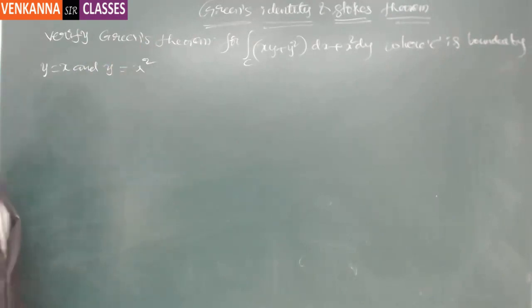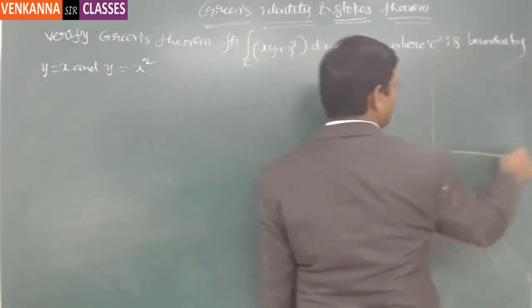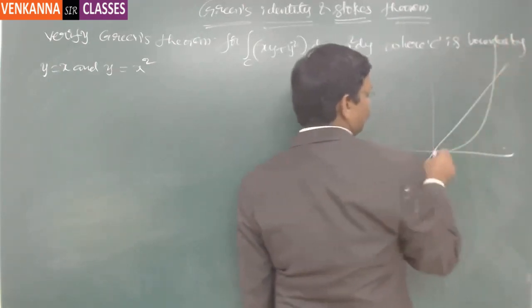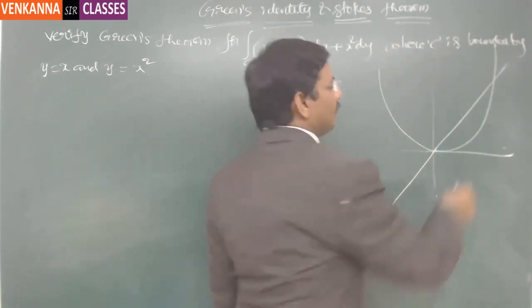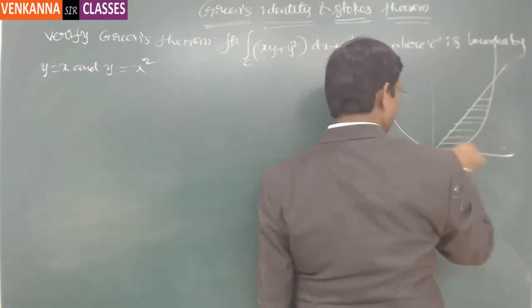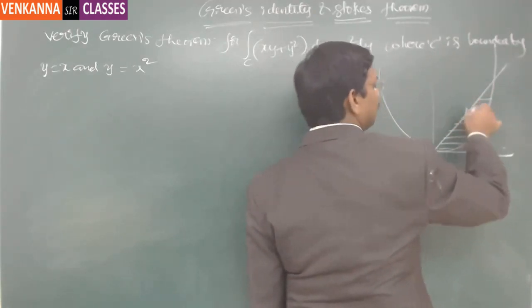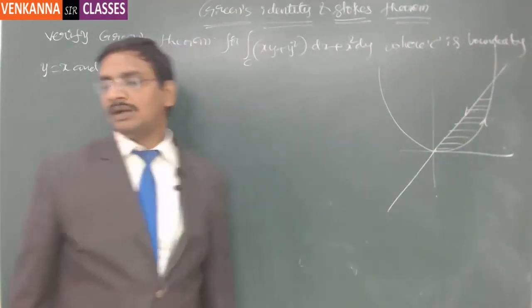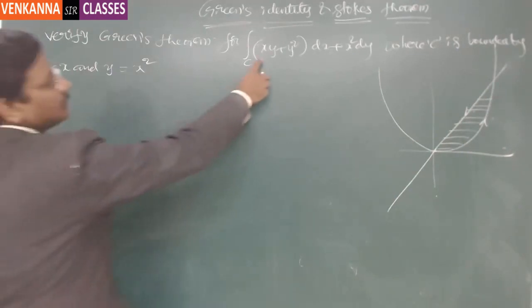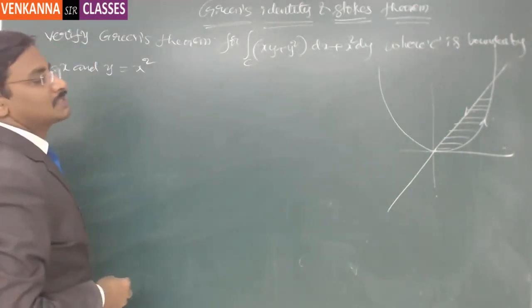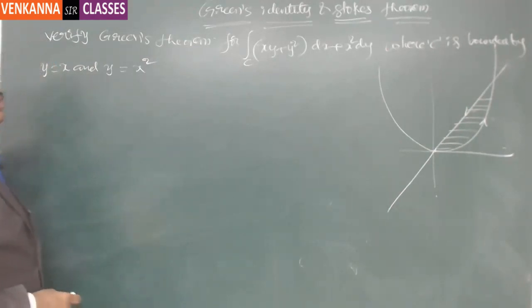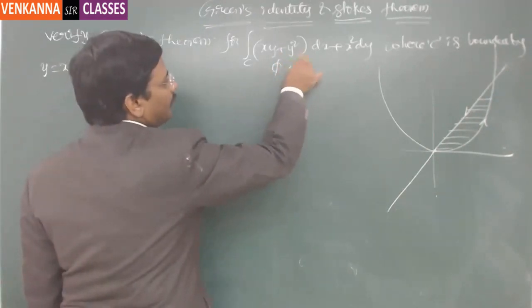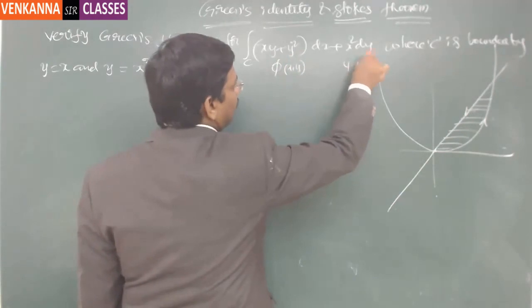So here he has given two different curves. One is the y equal to x line, and another is the y equal to x square curve. So this is the area that it encloses. Obviously there is a line integral on this and then the corresponding surface integral is also there, right? Now we are applying Green's theorem on this. See this: (xy plus y square) dx plus x square dy. For that, Green's theorem says this value is phi of x comma y and this is psi of x comma y.